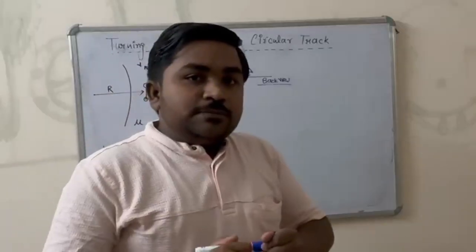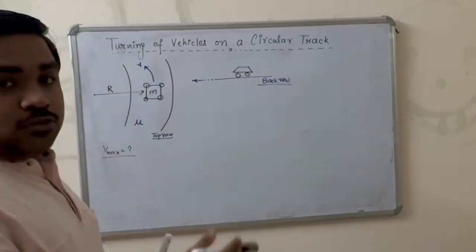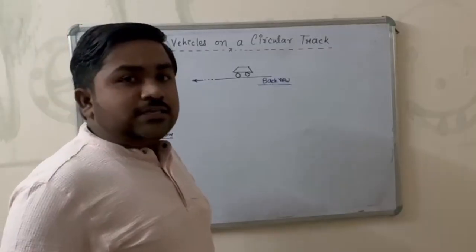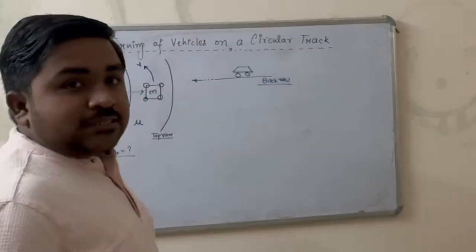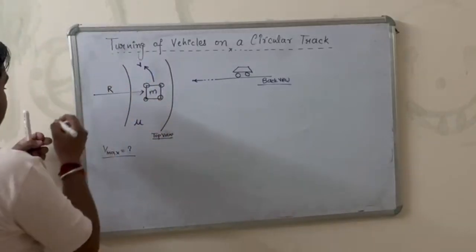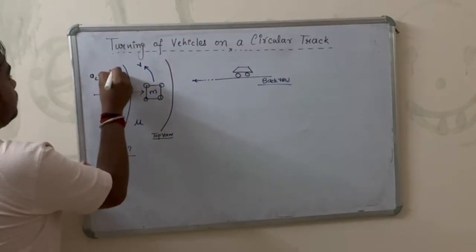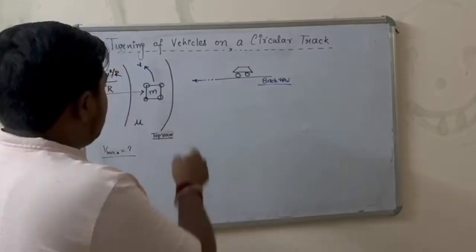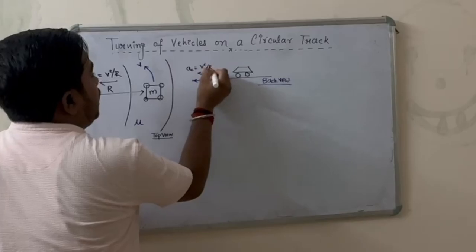Now, we know the concept in circular motion that whenever a particle performs a circular motion with a constant velocity v, its tangential acceleration is 0. So here only the centripetal acceleration will come into play. And what is the value of centripetal acceleration? It is v square by r. So here the centripetal acceleration of this car is equal to v square by r.